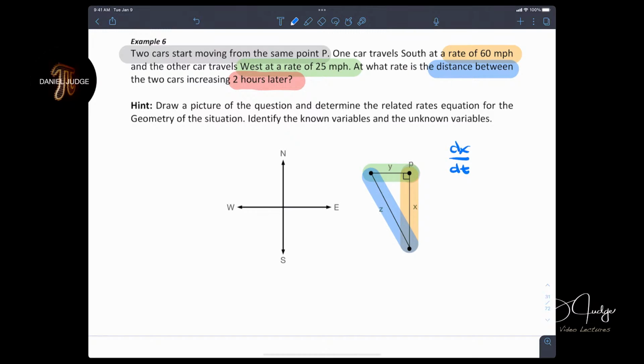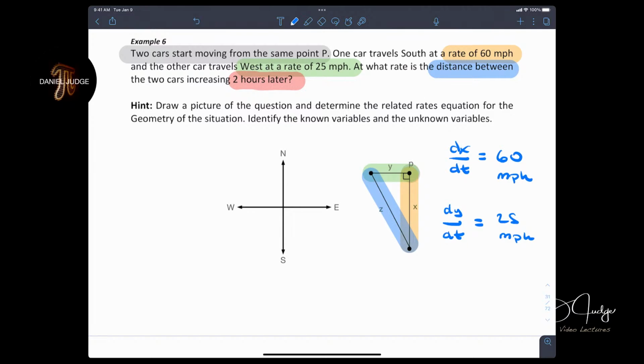So if I let x be that distance, this rate is 60 miles per hour. This is what they gave me. And that's the orange portion. We also know another car that was traveling west at that rate. The y variable is that distance. And the change in y over the change in time is 25 miles per hour. So this was given to us as well. So this is the given information, the variables that are changing.